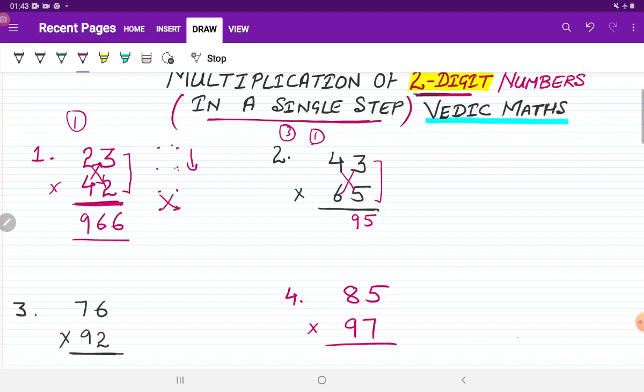Then the third step is the multiplication of the tens place digits. 6 fours are 24. 24 plus 3 is 27. So your answer will be 2795. Again, in a single step we did multiplication of two-digit numbers. So easy, no? You can save a lot of time by applying these tricks.